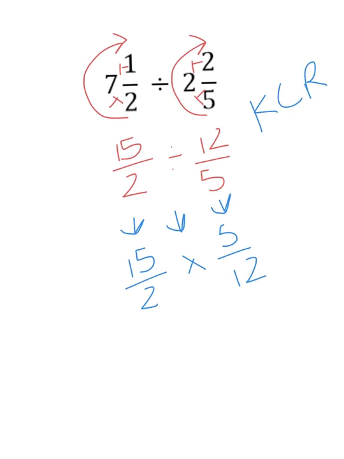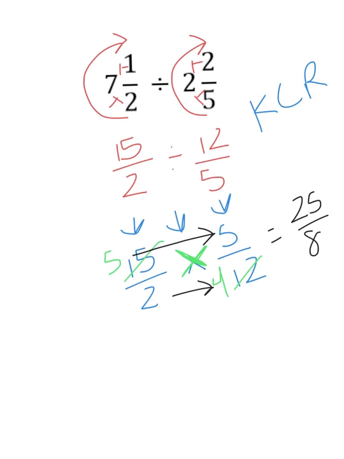Now I can look here at my numbers and see if there's anything I can cross simplify. So 2 and 5 don't have anything in common. 15 and 12 are both divisible by 3 though. So 15 divided by 3 is 5, and 12 divided by 3 is 4. Now I can multiply across the top. 5 times 5 is 25. 2 times 4 is 8.